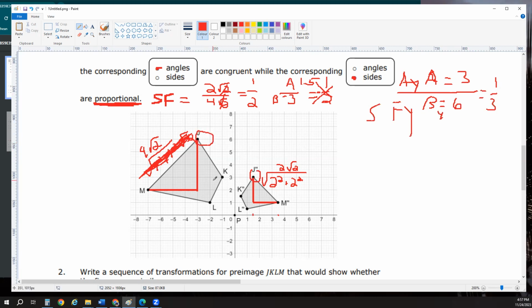Now you could have done it off of your K point if you wanted to, 3 and 1/2. You could have done it for your L point, 1 and 1/2. Or that M point, 2 and 1 and 2. Right? Either one of them, it would have worked.